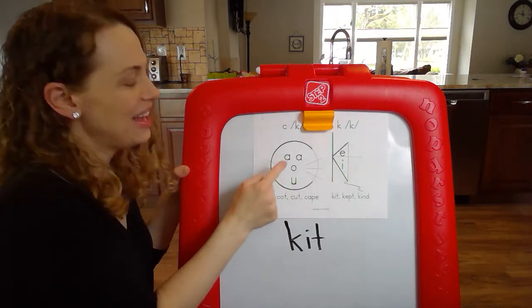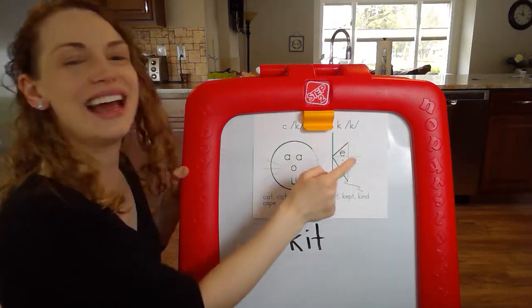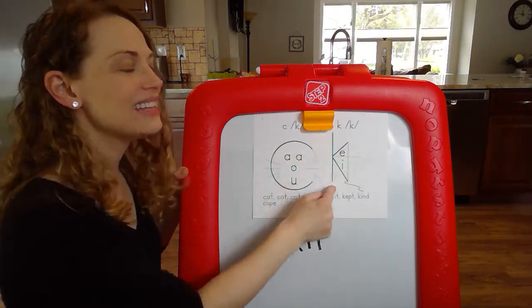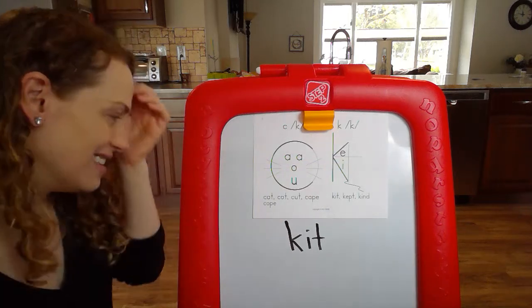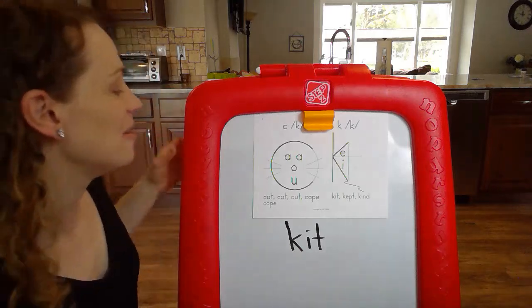C takes A-O-N-U. K takes the other two, E-I. One more time. C takes A-O-N-U. K takes the other two, E-I. Excellent. I would love for you to teach that rhyme to somebody at home tonight, okay?